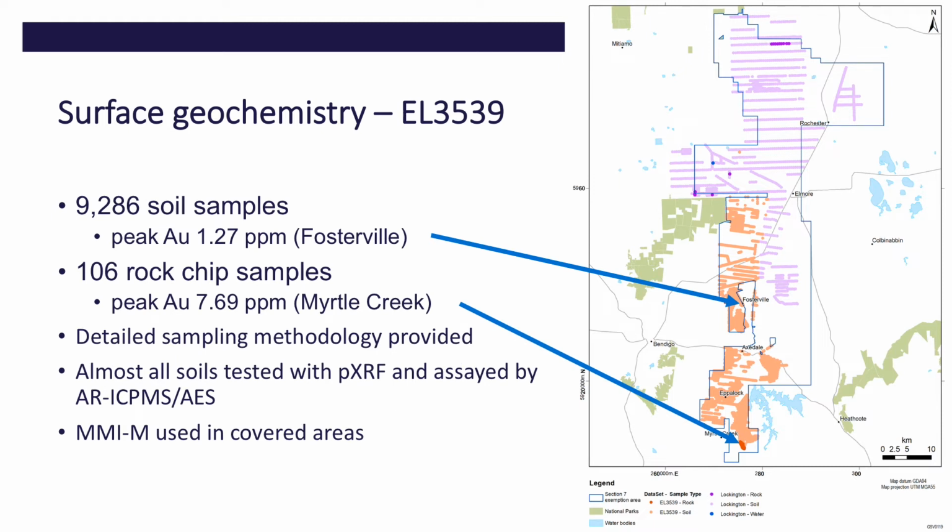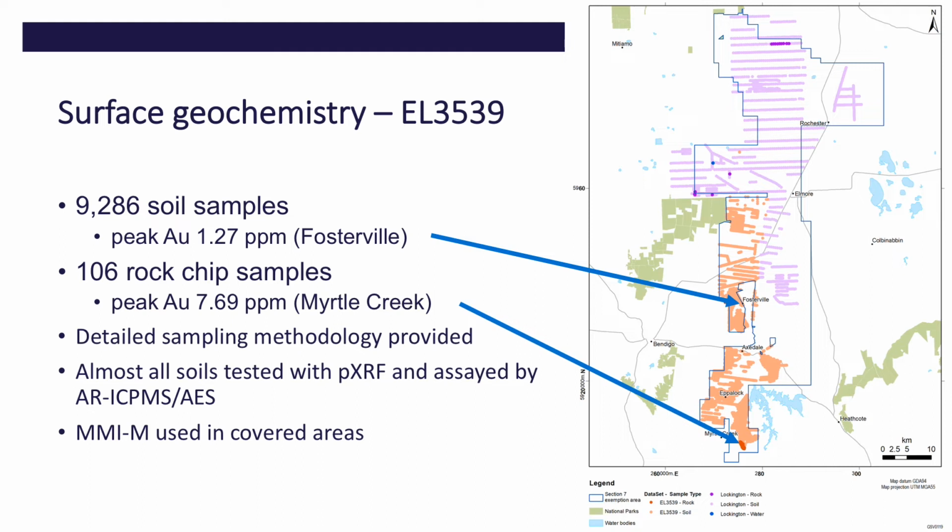The EL3539 dataset is a lot closer spaced. There's over 9,000 soil samples, and most of them are on traverses 400 metres apart with a 100 metre sample spacing. And most of these samples were only collected in the last few years. Again, there's good metadata describing the sampling and analytical methodology.